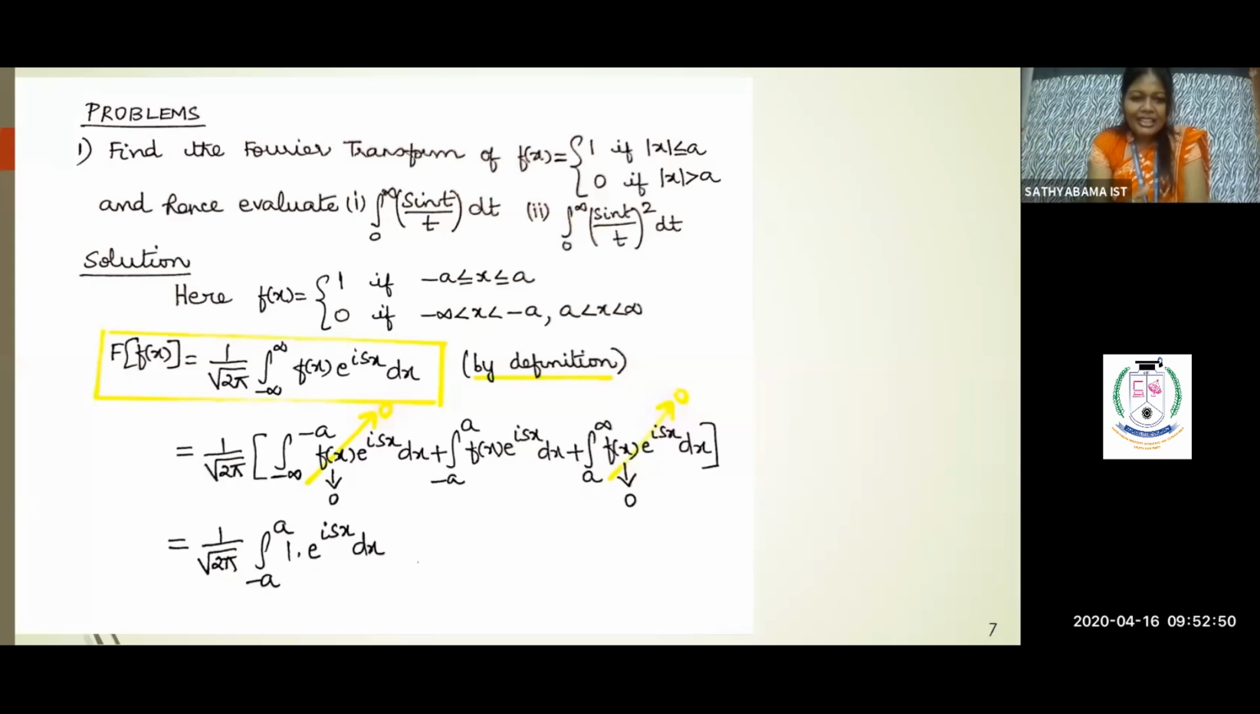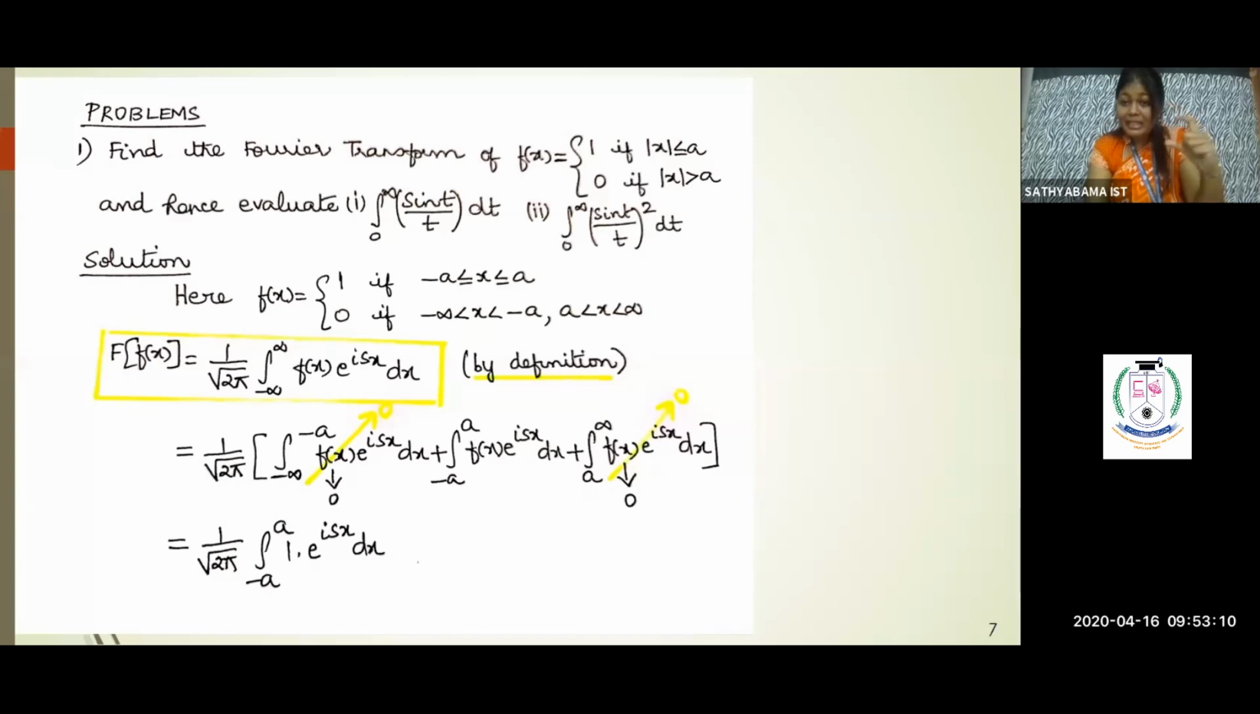Okay. All right. Now, all I have to do is integrate this. Now, before that, I have to substitute for f of x, right? Can I substitute for f of x straight away? I can't, because it takes two different values. It takes 1 in one region, it takes 0 in two other regions. So what should I do first? I should split minus infinity to plus infinity.